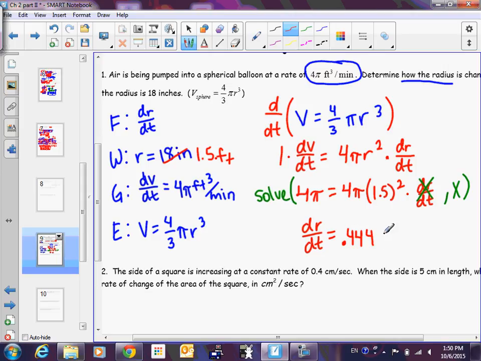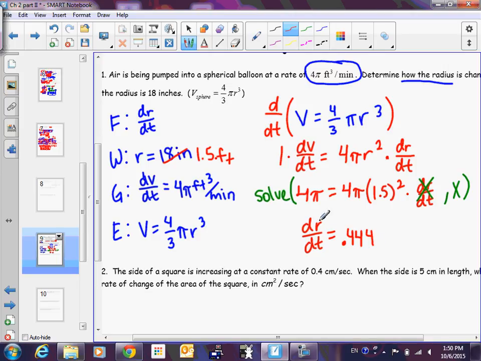Yes? Is the AP test not all multiple choice? No, it's about half free response, half multiple choice. That's why we do those after parties. However, we got a long time to work our way up to that, but yeah.